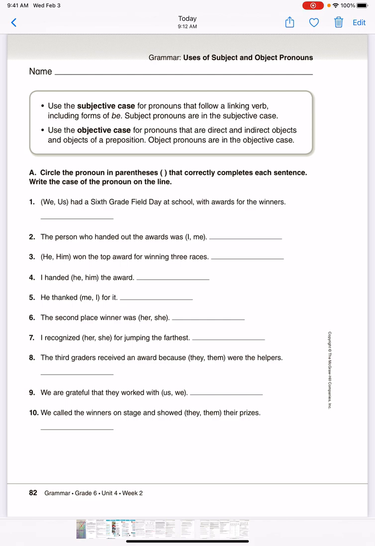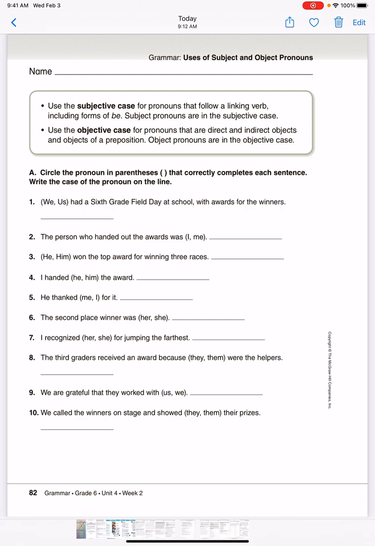On page 82, we have the subjective case for pronouns, and we have the objective case for pronouns. Basically, what this means is use the subjective case for pronouns that follow a linking verb, including forms of the verb be. Subject pronouns are going to be in the subjective case. The objective case for pronouns are pronouns that are direct and indirect objects and objects of a preposition. Object pronouns are in the objective case.